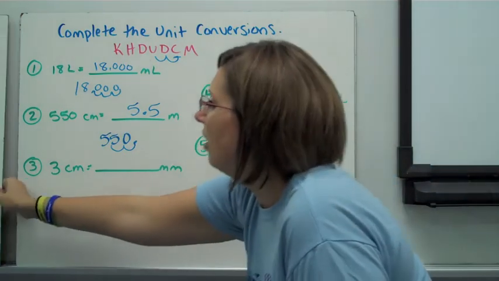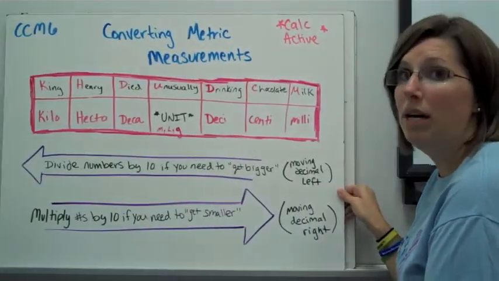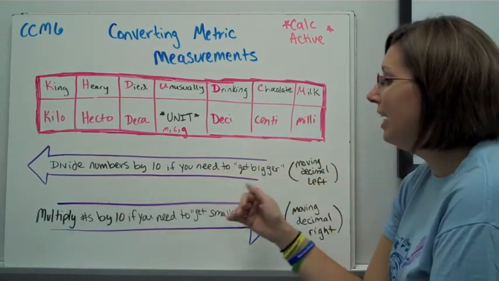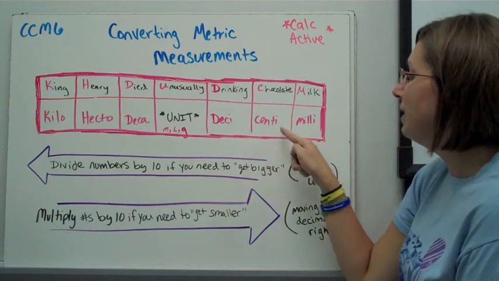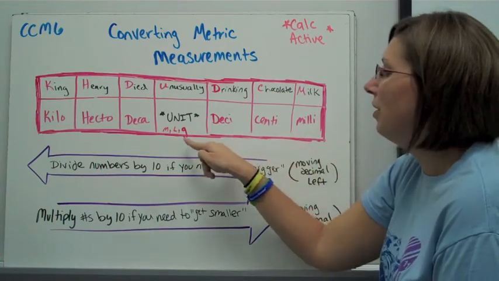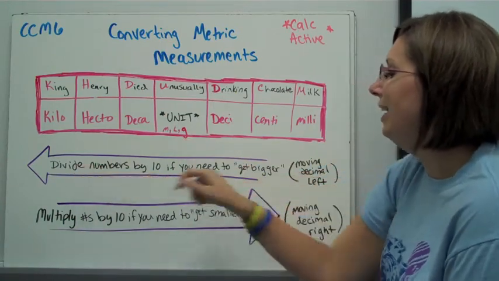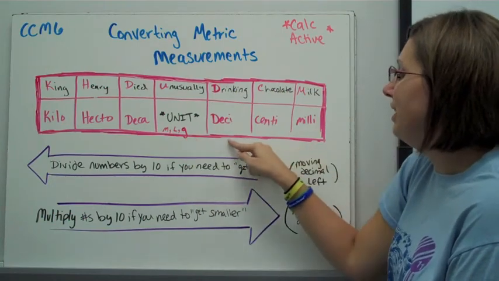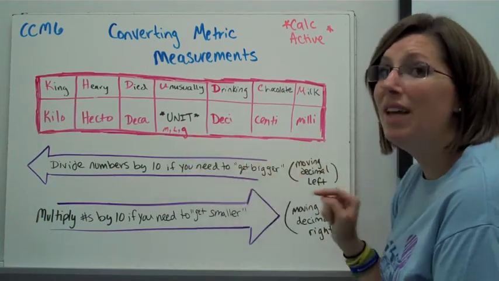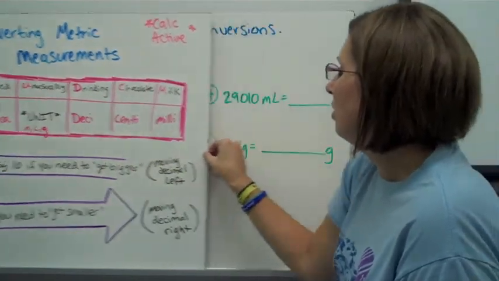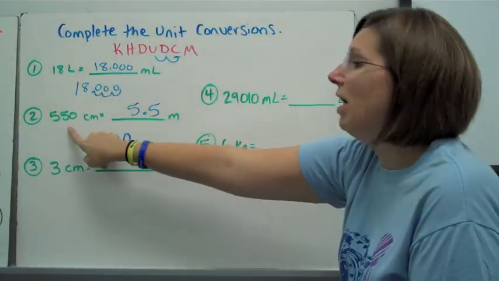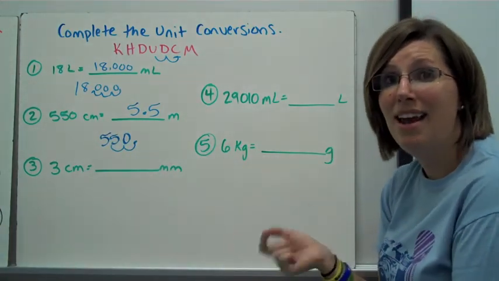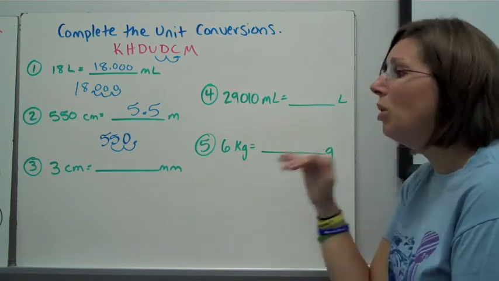If you go back to the arrows that you wrote down before, you divide by 10 if you need to get bigger. I went from centimeters to the main unit, so I divided by 10 each move I made on this chart. So divide by 10, divide by 10. In total, that's divide by 100. So my problem, 550 divided by 100, is 5.5. Again, because we use base 10 anyway, if we just remember to move the decimal, we'll be good.